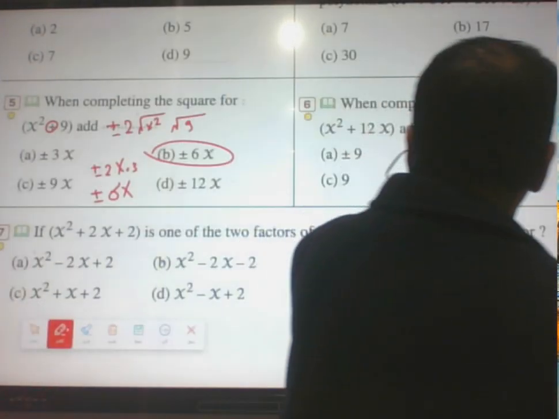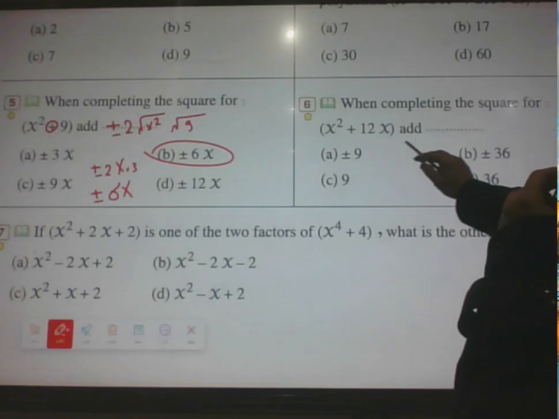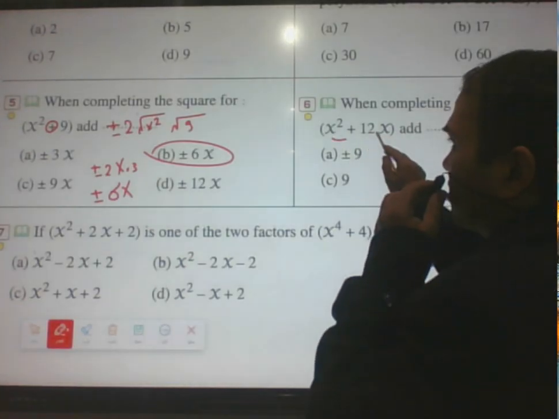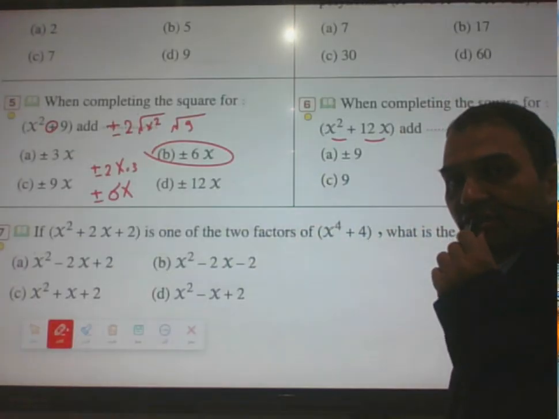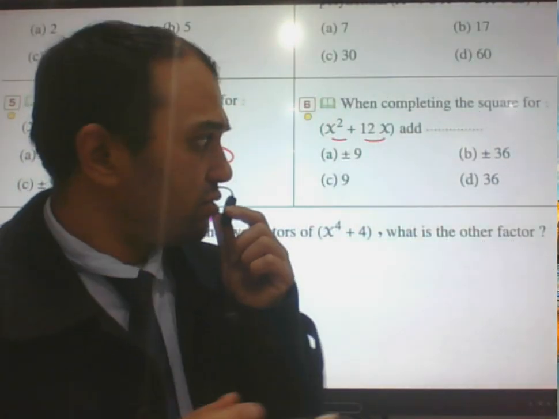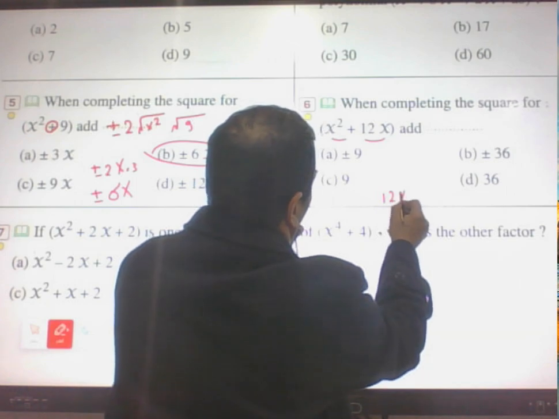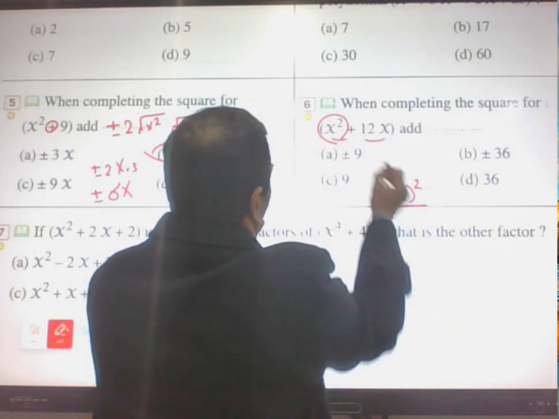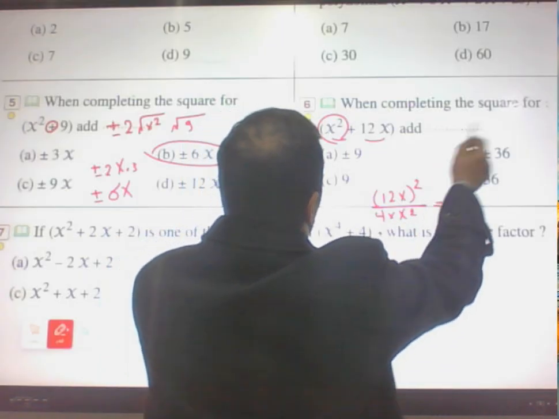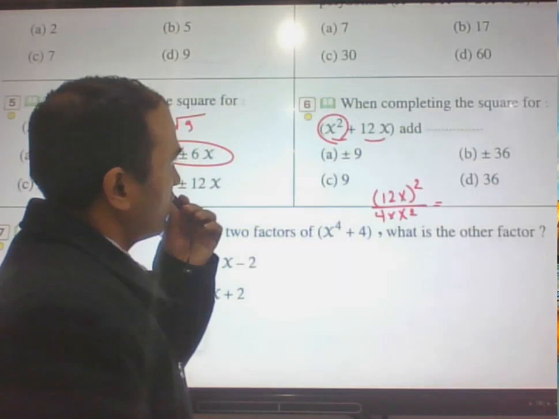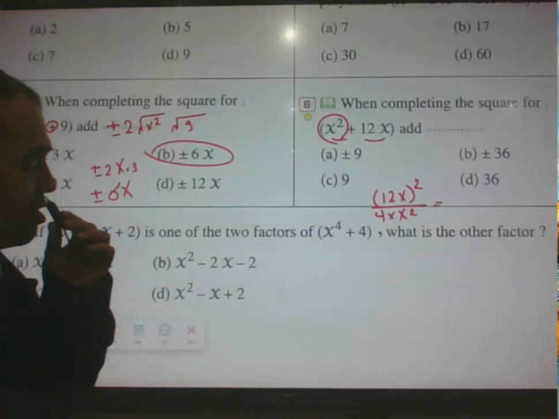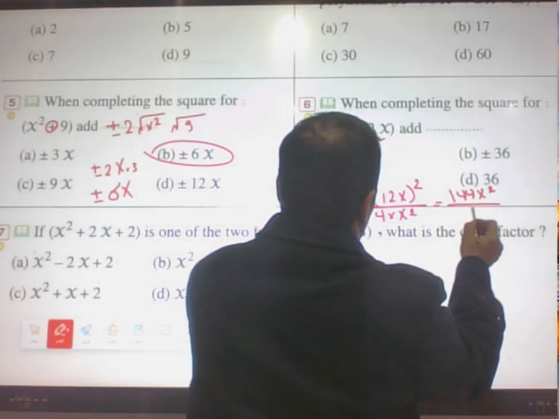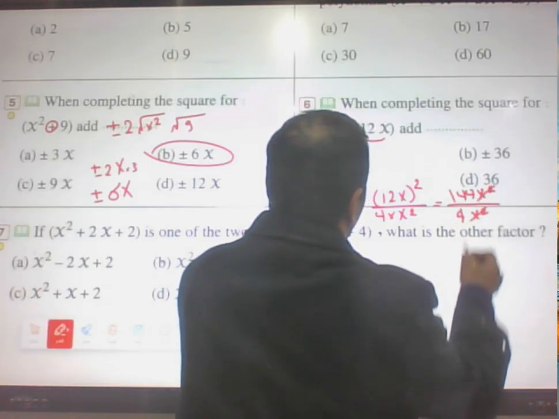Next question. When completing the square for this expression, we must add what? We must add the third term. We have the first, and this is the middle, and the third. We can find the third term by writing the middle power 2, right here, 12x power 2 over 4 product by the first, 4x power 2. We want to complete this example to be a perfect square. Then we can complete 12 power 2, it will be 144 x power 2 over 4x power 2, and then we can simplify it.